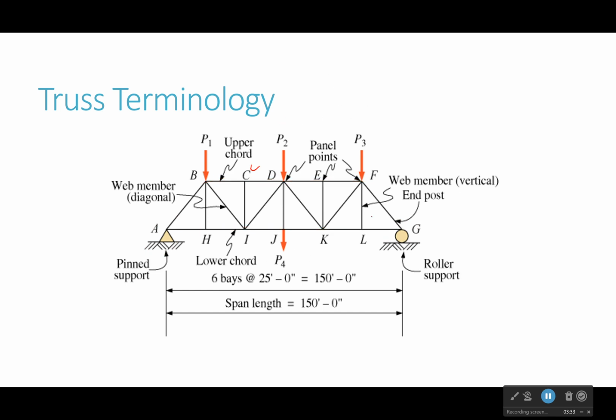We have the web members, which are either vertical or diagonal. We have panel points right here at the top. And that's pretty much all you need to know. But the biggest thing for all this is span length. The full length right here is the span. Now, please remember, triangle, pin support; circle, roller support. So with that, we've been introduced to trusses, and next time we'll begin moving our way towards learning how to solve for all the internal forces in these trusses.